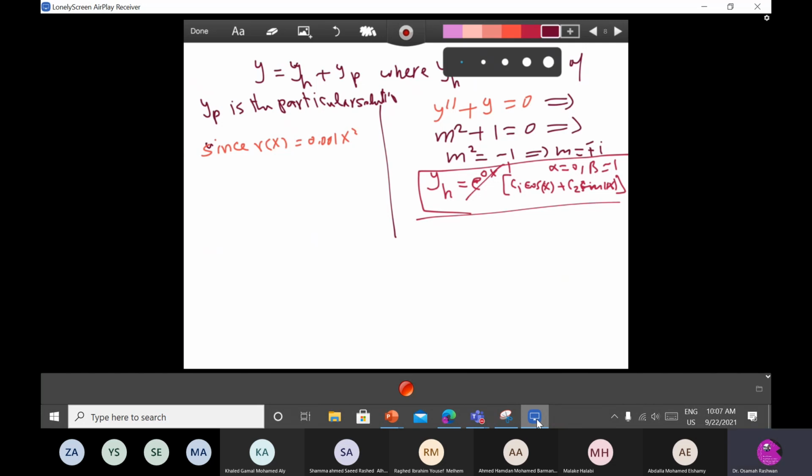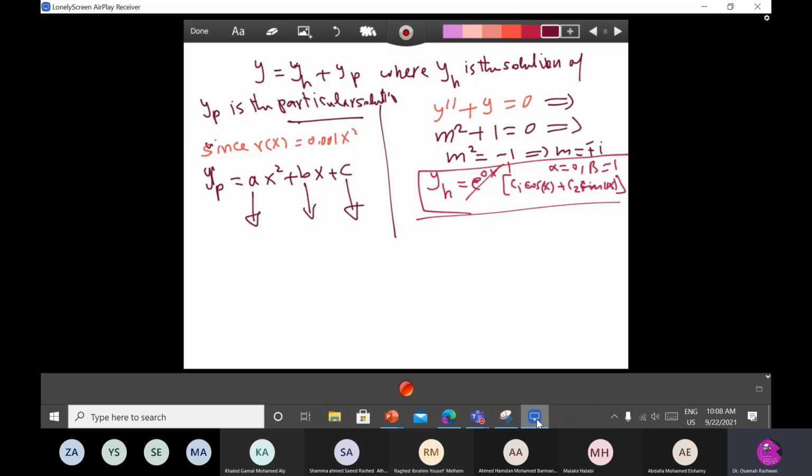So the YP will equal to what? Yes, A x squared plus bx plus c. This method, they call it undetermined coefficient. So I have to find what is A, what is B, what is C. Why? Because the particular solution will never have a constant, right? So what I supposed to do?